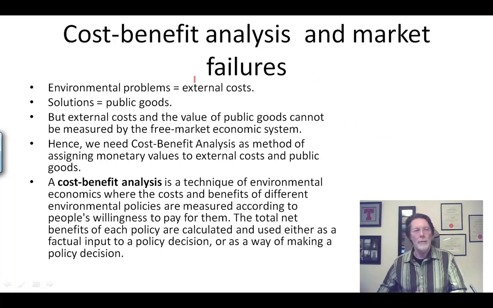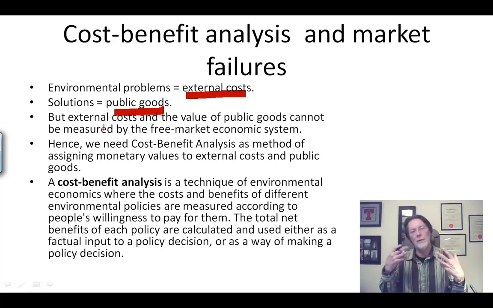The problem is that environmental problems are external costs, and often the solutions to environmental problems are public goods. But external costs and the value of public goods aren't the sort of thing that can be measured within the free market economic system. So we have to find some way of measuring external costs that doesn't depend on market prices. These are things that land on people outside the market. Polluting activity in the United States affects somebody in Bangladesh.